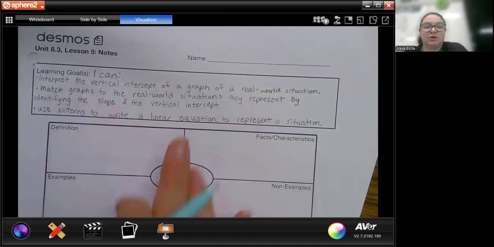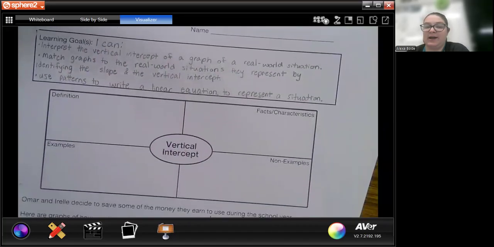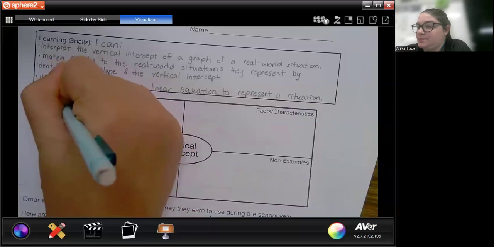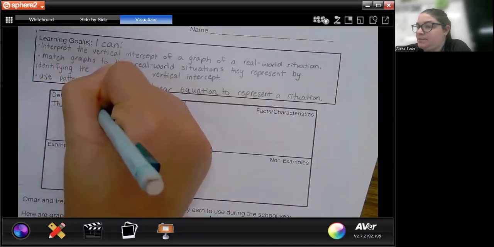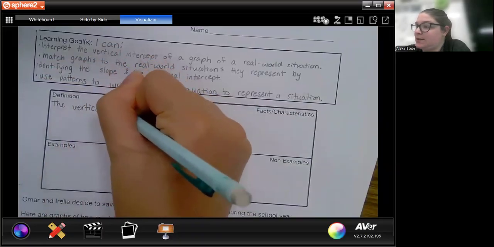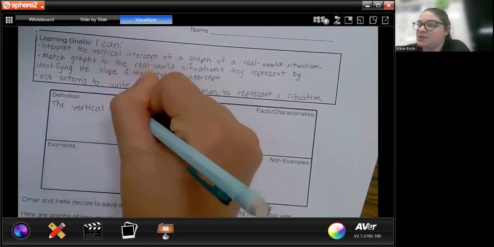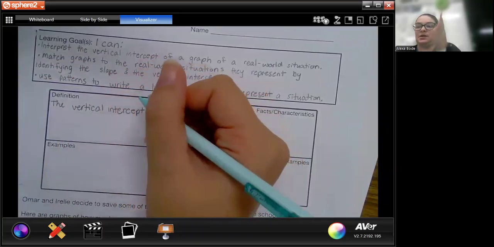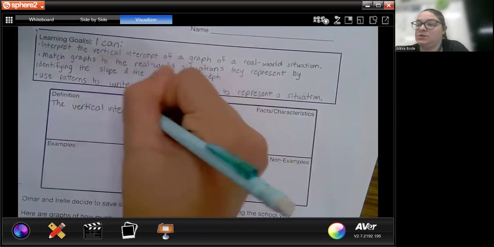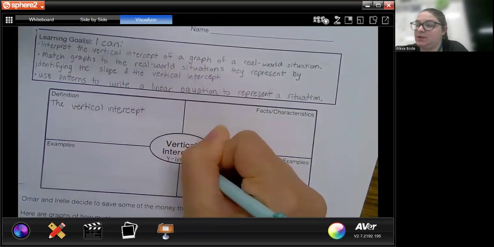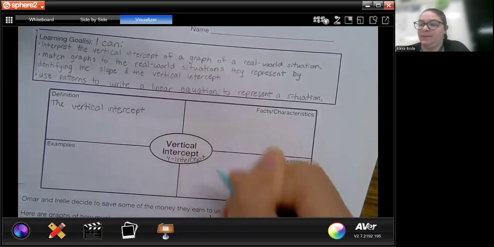So first, in order to do all this, we have to define what a vertical intercept is. The vertical intercept is also a lot of the times in my class going to be referred to as the y-intercept because the vertical axis is the y-axis. So it's also known as the y-intercept. So you can go ahead and write that down here, y-intercept.